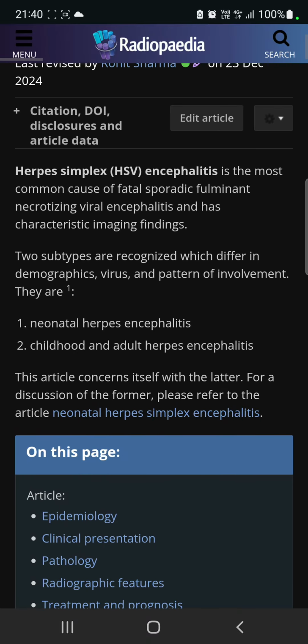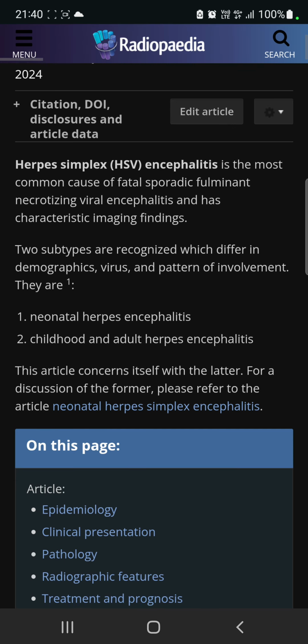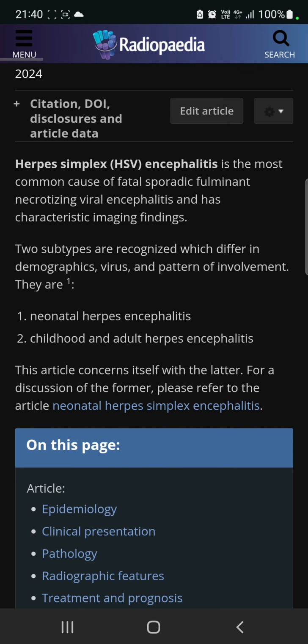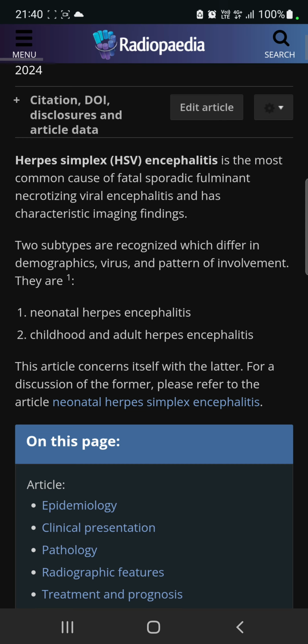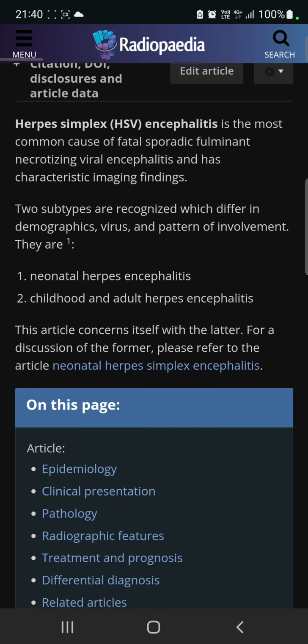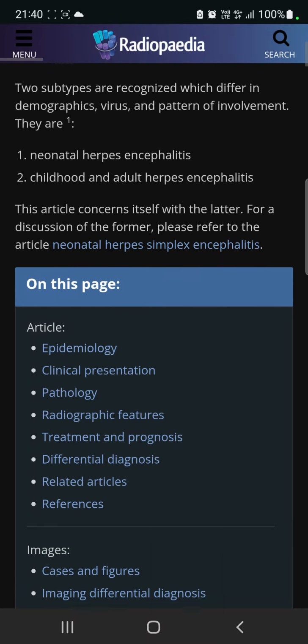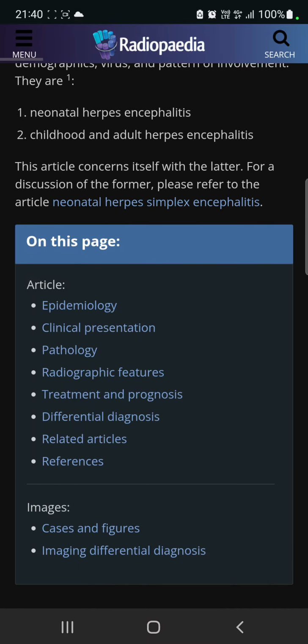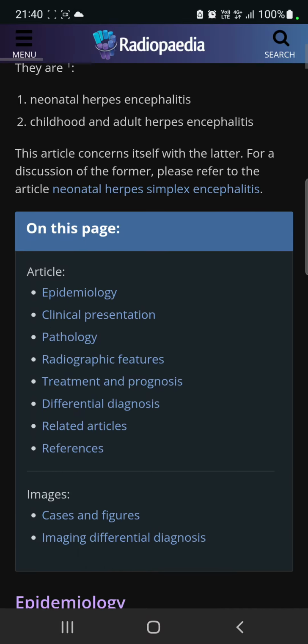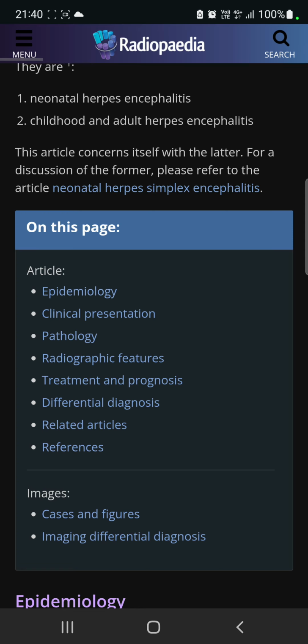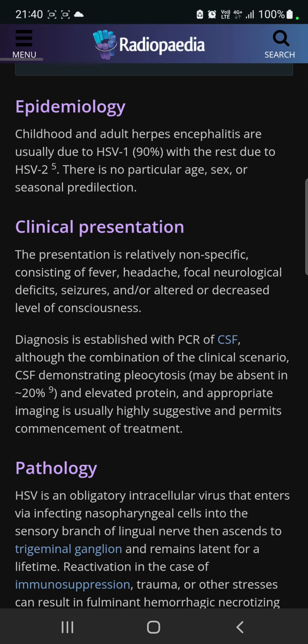As you can see, it is the most common cause of fatal sporadic fulminant necrotizing viral encephalitis, and it has characteristic imaging findings. Two subtypes: we have neonatal herpes encephalitis and childhood herpes encephalitis. Now, the clinical symptoms are not specific. We are talking about fever, headache, and sometimes mental status changes.